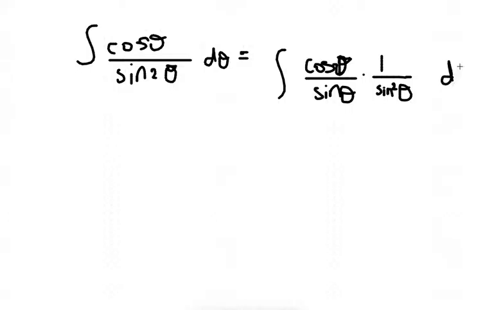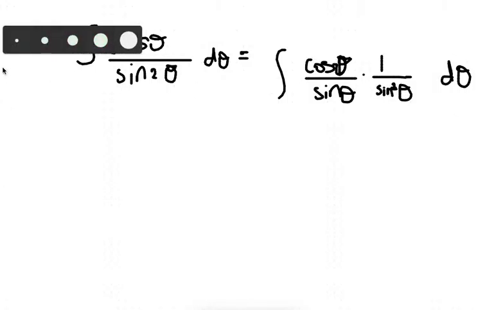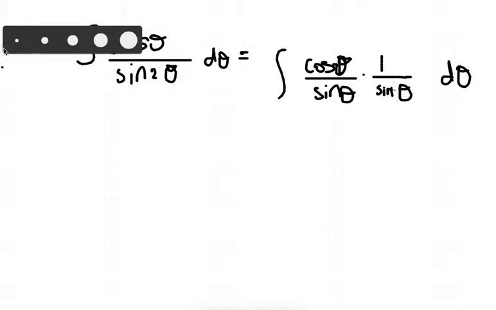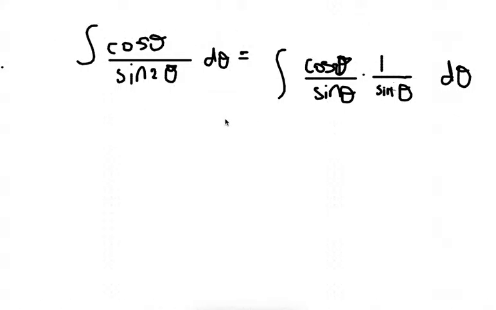So when you multiply this out, you'll get cos theta over sine squared theta. Oh, this is not squared. Should I erase that? This is not squared. Okay. Now we're going to simplify it.